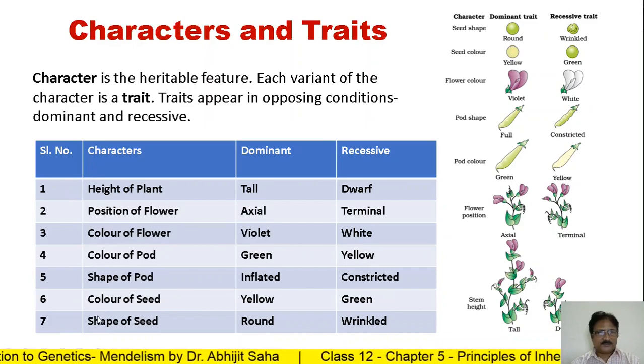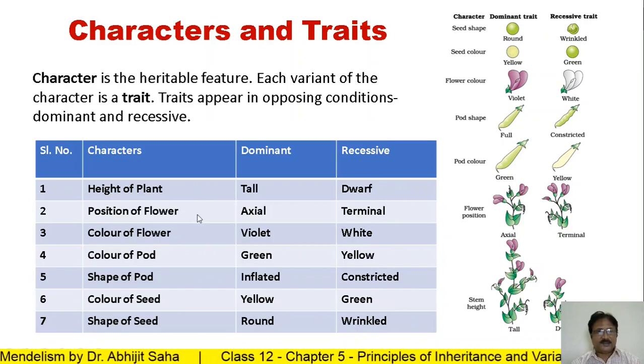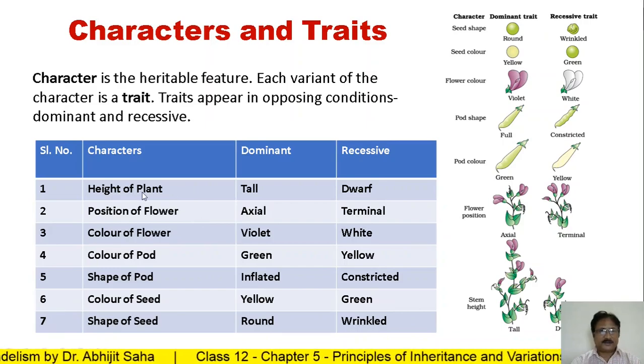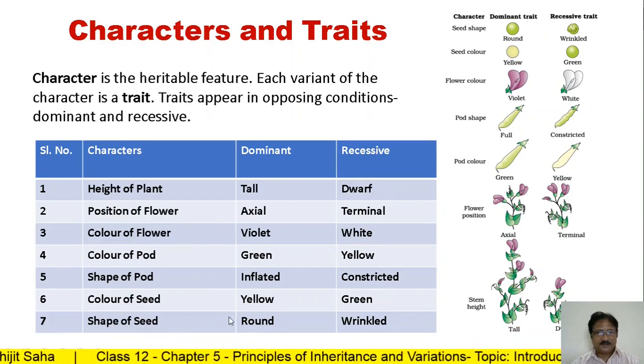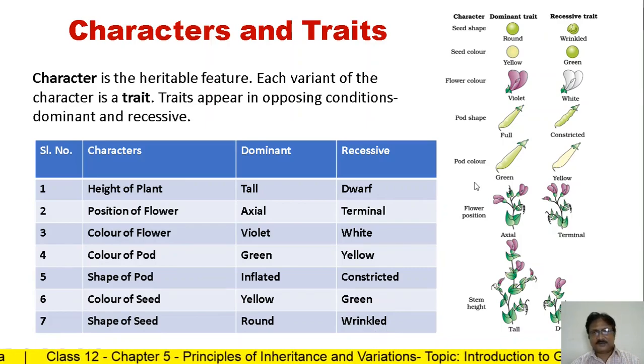Here are the 7 such characters Mendel had chosen for the experiments. Height of the plant, these are the dominant traits, and these are the recessive traits against their respective characters. Like height of the plant, tall is a dominant trait, recessive is dwarf. Similarly, shape of the seed, if it is round, it is a dominant trait. If it is wrinkled, it is a recessive trait. You can see in this picture also, these characters are shown as dominant traits and recessive traits.